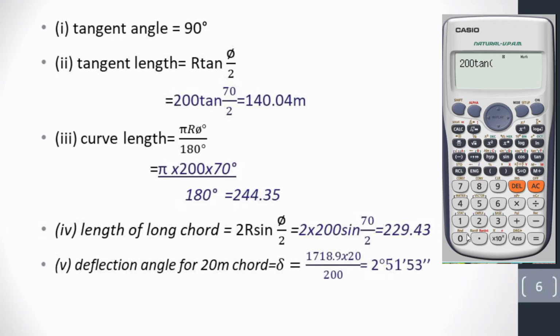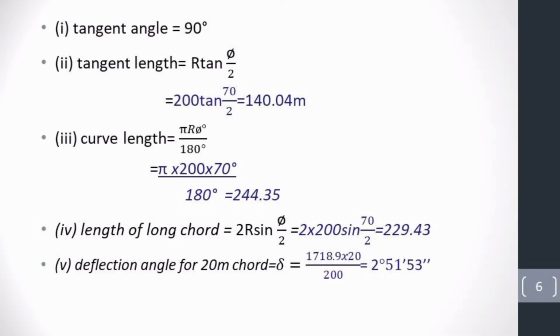If you are using the normal calculator, remember to first divide the 70 by 2 before the calculation, because it will give you a different answer. But if you are using the calculator that I'm using, you can just key those values directly into the calculator and it will give you the answer. By doing so, our answer becomes 140.04 meters.